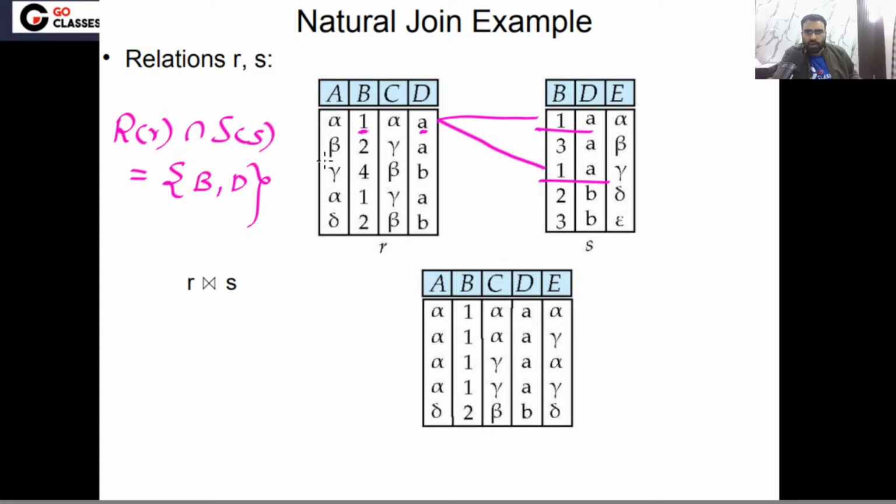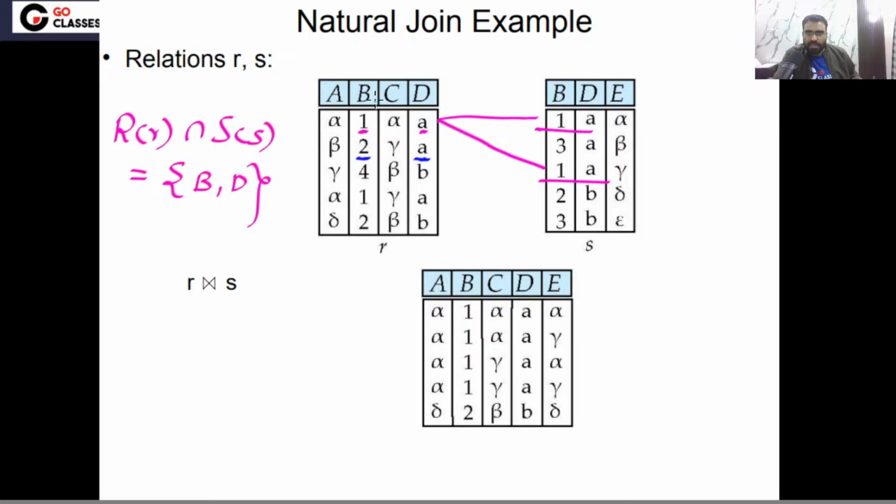Next, what about this second tuple? In this second tuple the BD value is 2 comma A. So in this table S you find those tuples where BD equal to 2A. There is no tuple where BD equal to 2A. Remember in this tuple the B value is 2 but the D value is not A. We have to check the equality of common attributes, all the common attributes.